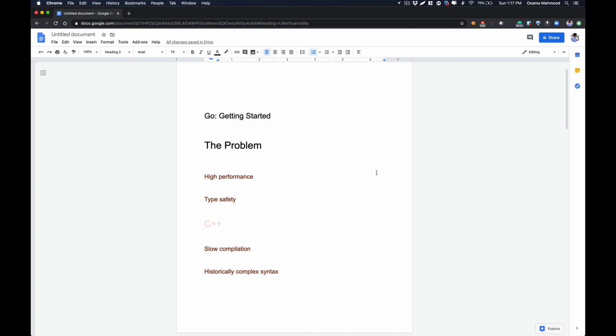In the upcoming videos, we are going to take a look at what type of applications the Go programming language is most efficient in, and how to get started in the Go programming language.